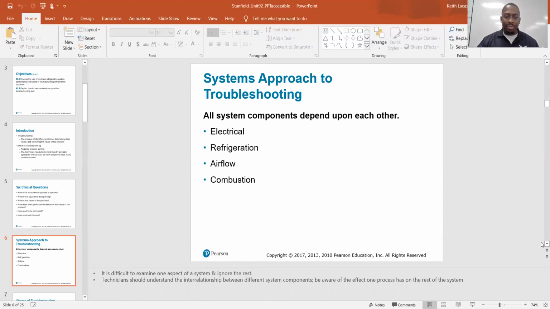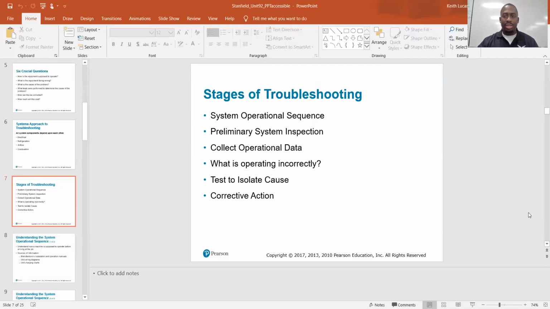Where are we at? It is difficult to examine one aspect of a system and ignore the rest. Technicians should understand the interrelationship between different system components. Be aware of the effect one process has on the rest of the system. That's very important. Stuff like a dirty filter can affect your refrigerant pressures. It's hard to understand for the rookies, but I feel like all of y'all apprentices, at least the ones I've dealt with, are a little bit more than a rookie. I'd rather use the word apprentice, like a seasoned apprentice.